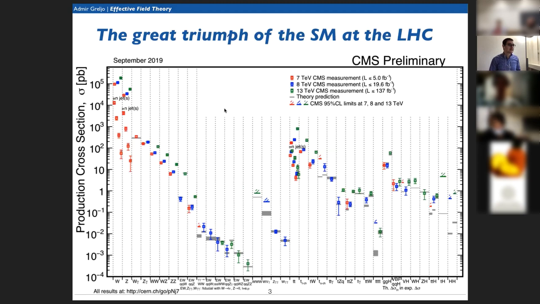However, the standard model is very good. It's unbelievably good. For example, in this plot, you can see the prediction for different cross sections at the LHC for many different processes in the electroweak, top and Higgs sector. This is just a small subset of things that have been measured at the LHC and predicted from the standard model. You can see that these predictions agree with the experiment across many orders of magnitude in the cross section. So there is a great triumph of the standard model at the LHC.